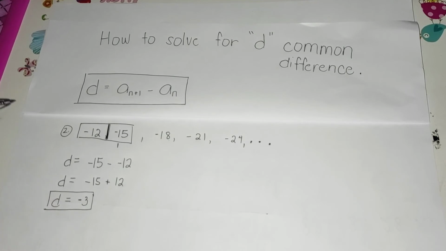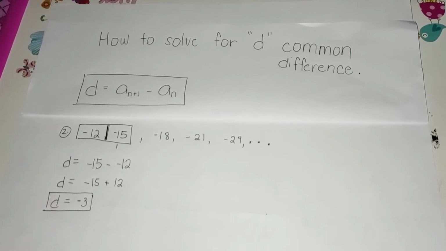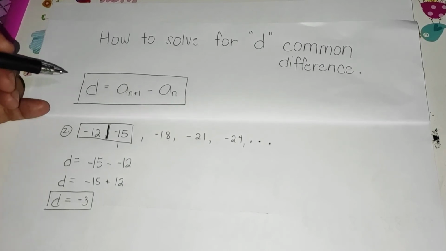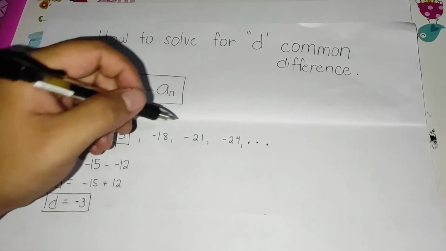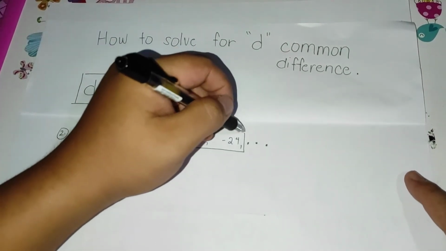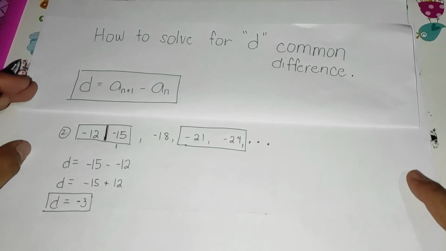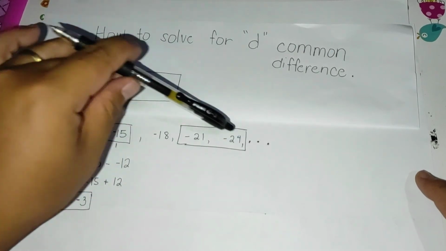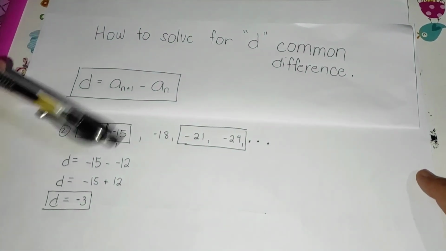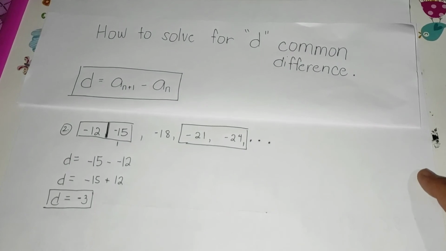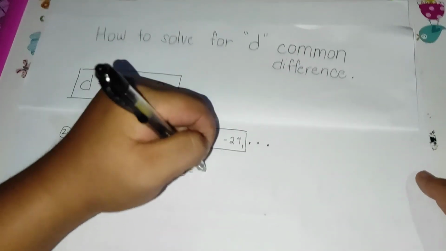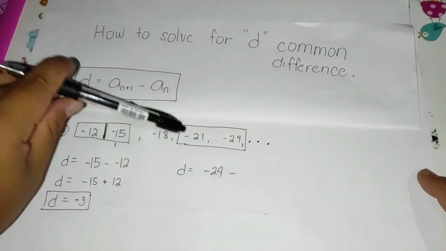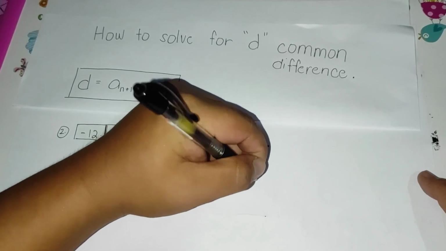Now, this common difference should be the same kung ibaliwat nga terms an gamiton. Because if not, then this is not an example of an arithmetic sequence. So let's try other two consecutive numbers to see if our answer is correct. Let us use negative 21 and negative 24. Again, simply subtract these two terms. Our minuend should be the next term, so that will be negative 24 minus the previous term, so minus negative 21.